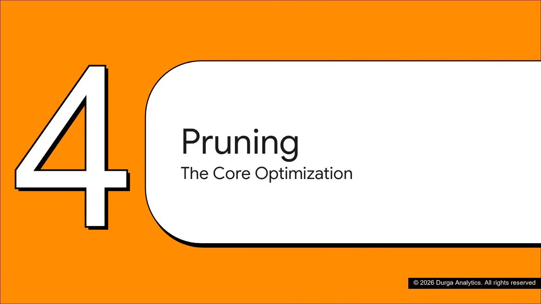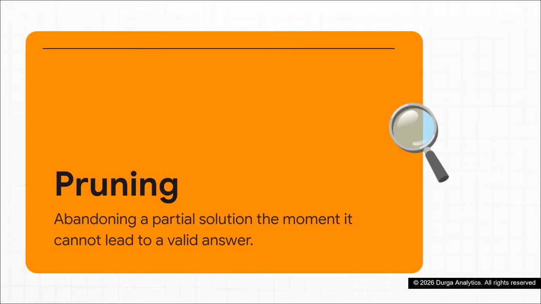Okay, let's jump to part 4, pruning, making it feasible, which is really our core optimization. Here's the thing. The search space in these problems is often astronomically huge, like exponential. If our code just blindly generated every single complete possibility before checking if it was actually valid, our application would just hang forever. That's where pruning rescues the algorithm. Pruning means abandoning a partial solution the literal second you realize it can't possibly lead to a valid answer. You just cut off that entire branch.